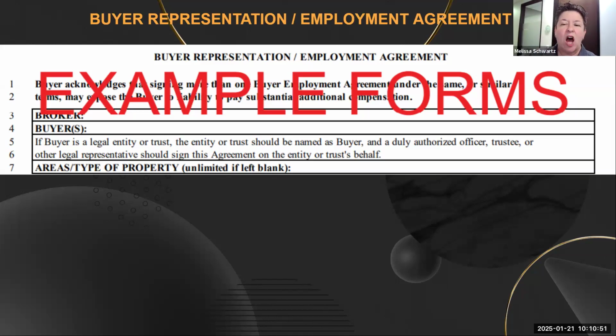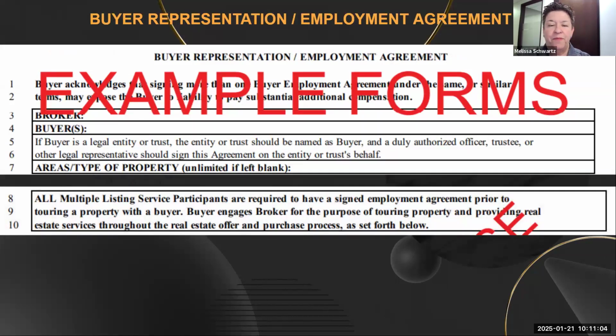So basically the top of it, and I'm sorry for all the red lines. I was trying to find one that I didn't have all the red lines, but I can't access that. Basically the buyer understands that you're getting the buyer name and the area that they're looking. All multiple listing service participants are required to have a signed employment agreement prior to touring a property with a buyer. That is not a change.